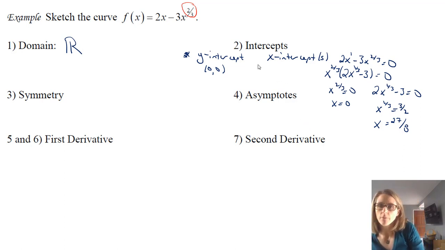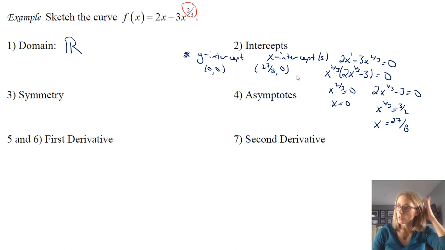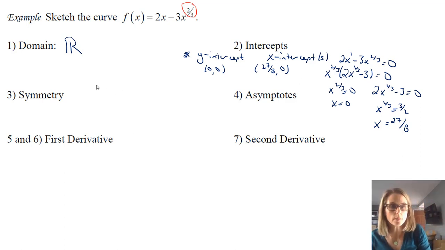So I'm going to have the (0, 0) again, and then (27/8, 0). So if I want, I can put both of those on the graph that you have, those 2 points.